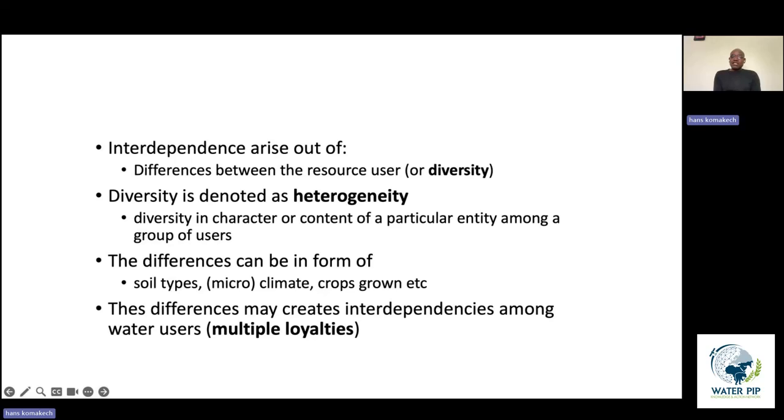In the case of our irrigation system, these differences can be in the form of soil types, microclimate, or the crops that are grown, among other things. Where we have these differences, this may create interdependencies among the water users. So in a way, there is a level of multiple loyalties that to some extent may counter the inequality that arises from the asymmetric water flow.